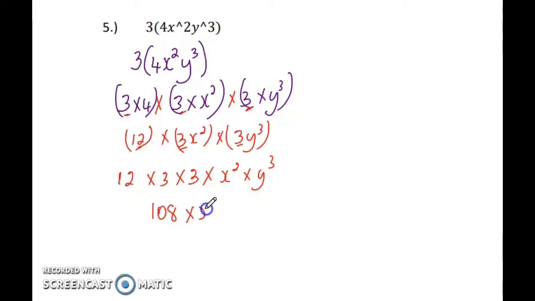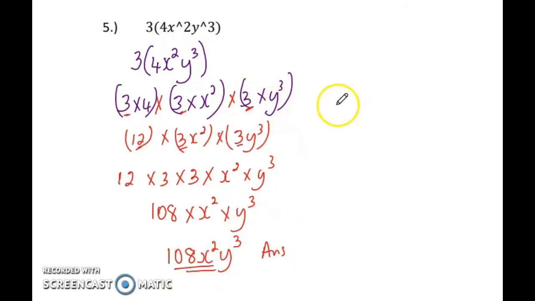Times x to the second times y to the third. But remember, for an algebraic expression, we don't use our multiplication sign for our final answer. We just write the number and the terms beside each other, and that signifies multiplication. So our answer is 108 x to the second power y to the third power. And this would be our answer.